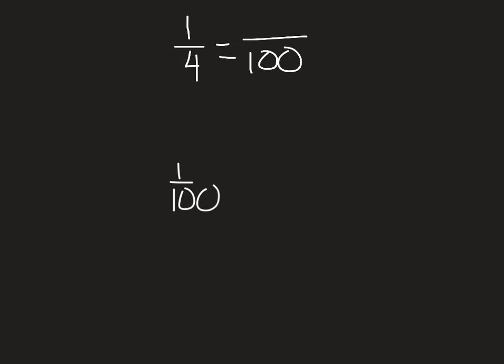And so if we have 1/4 of a dollar, well, how can 4 become 100? It would be times 25. And what we do at the bottom, we have to do at the top. And that would be 25. And so we know that 25 represents a quarter.